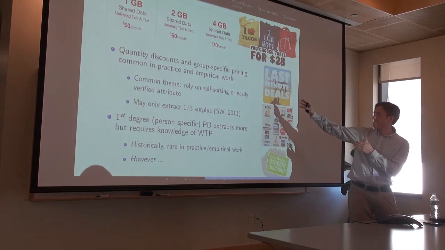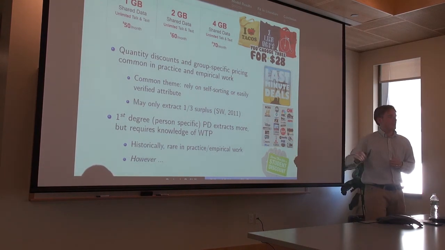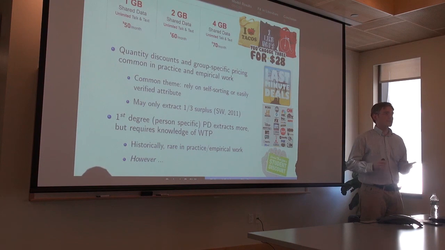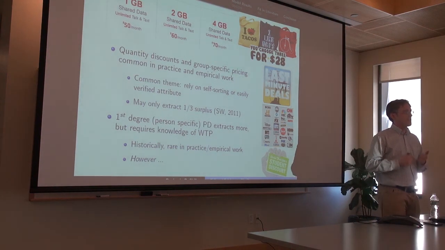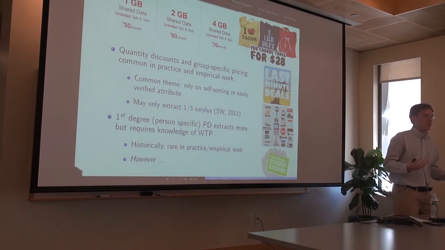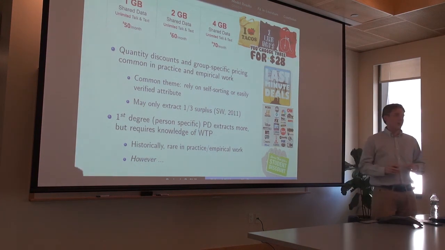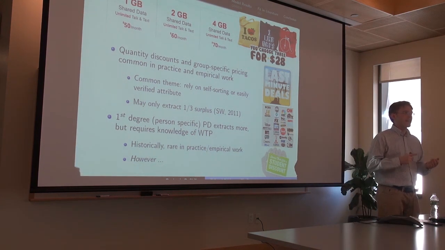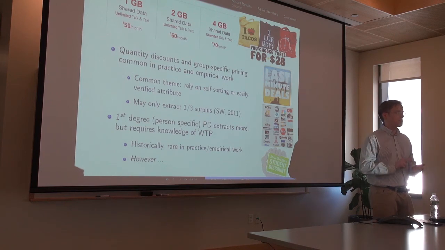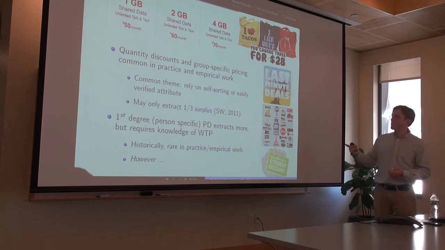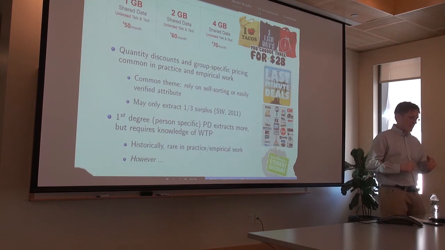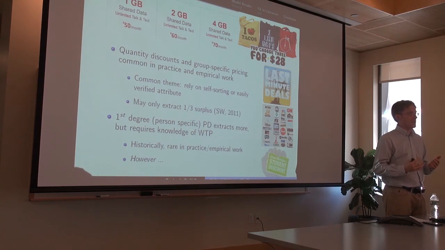So on this slide, I have pictures of a number of different types of price discrimination that you may be familiar with from your daily life, which you probably are familiar with. And these different types of price discrimination have something in common, and that is that they have one or the other of two characteristics. The first characteristic is that many of them rely on self-sorting.